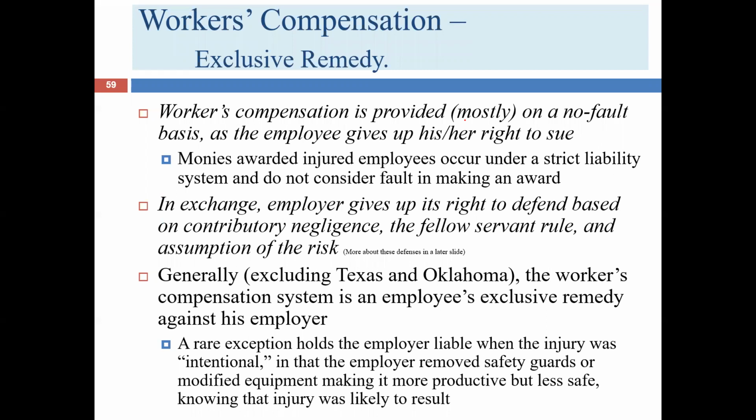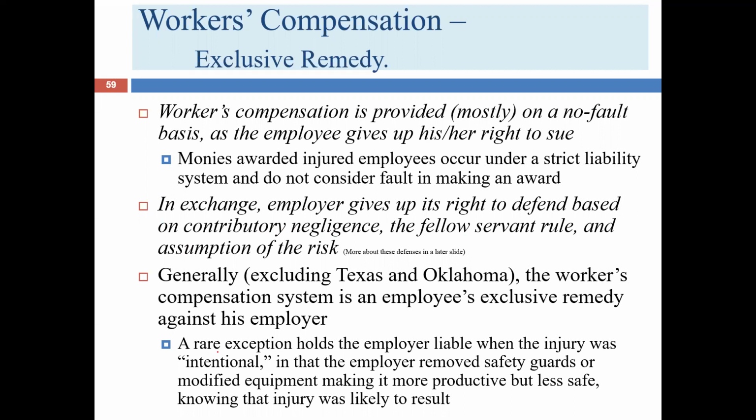Unless there's true horseplay going on and people really doing dangerous stuff, even if the employee significantly contributed to his injury, he or she is still going to be eligible for workers' compensation. The employee is still able to collect his payments. And again, as we talked about, the employer is giving up his right to allege contributory negligence, the fellow servant rule, and the assumption of the risk.